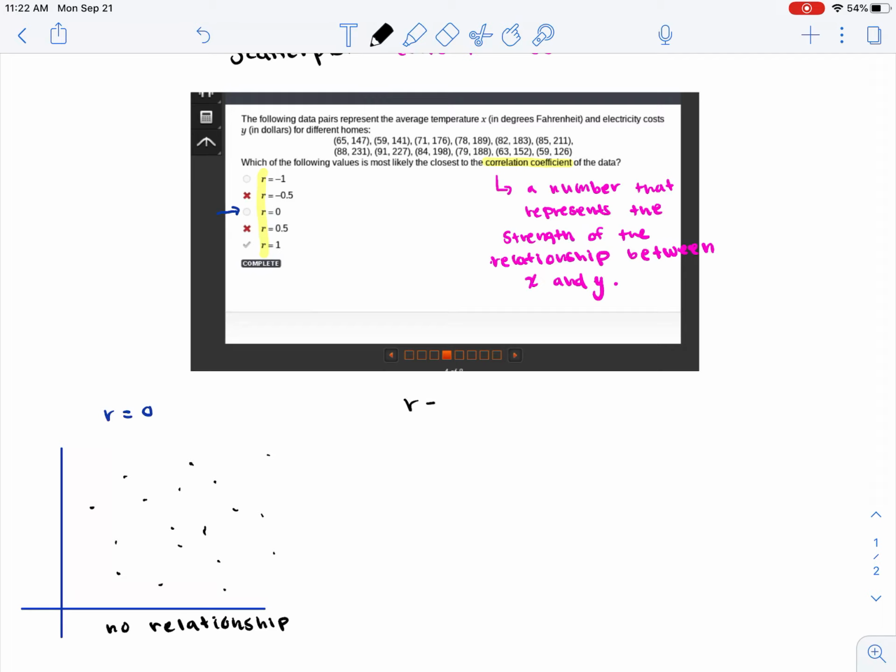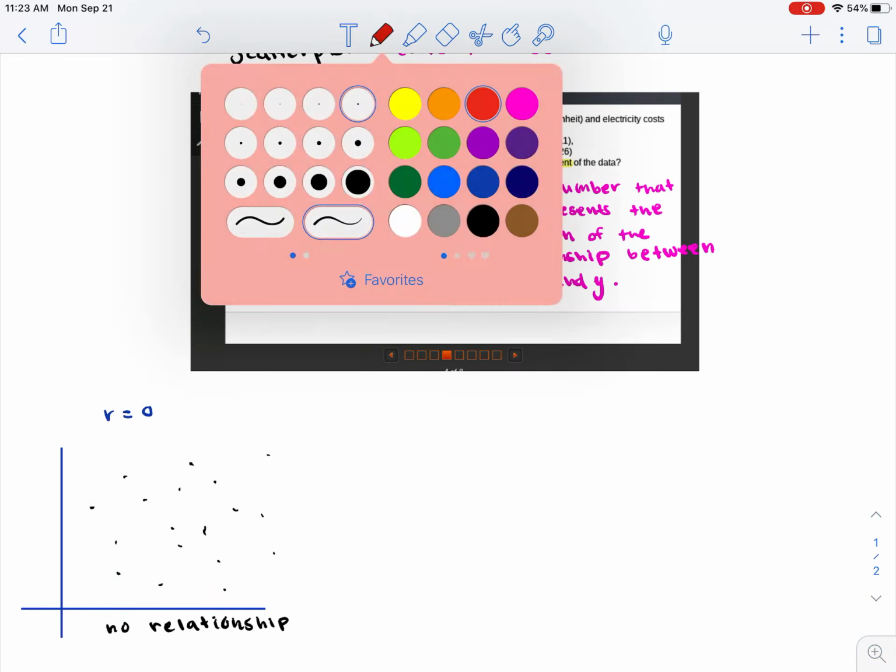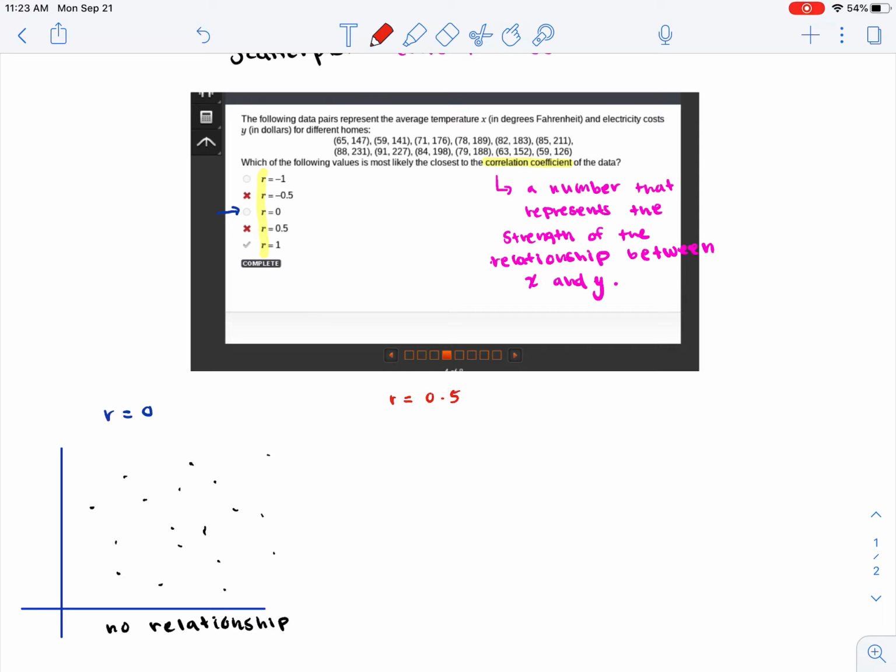If we had R equals 0.5, actually let me just use a different color. R equals 0.5. Then there's somewhat of a pattern, and it's going to increase like this. So you'll notice that there's somewhat of a relationship, and it's increasing. So as we go towards the right, the points go higher.